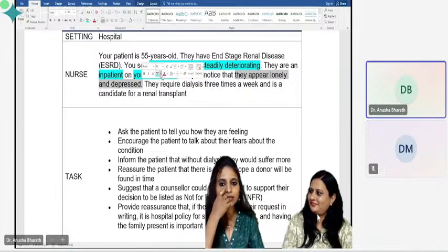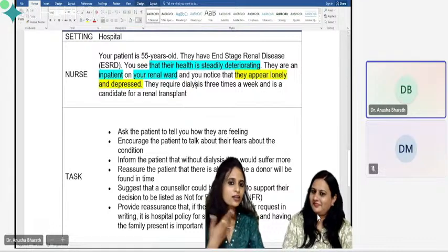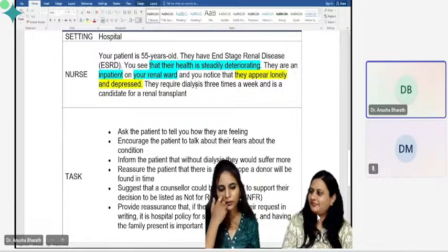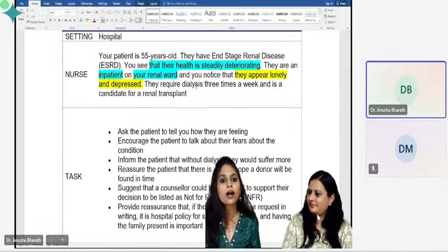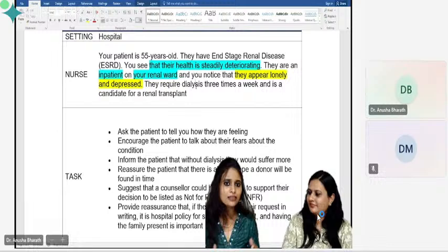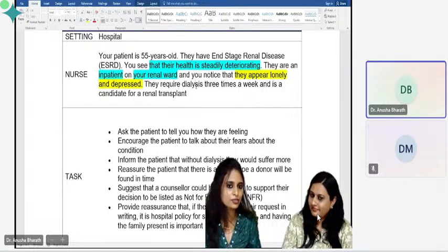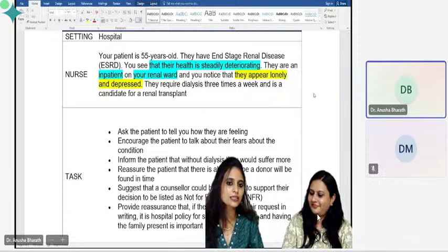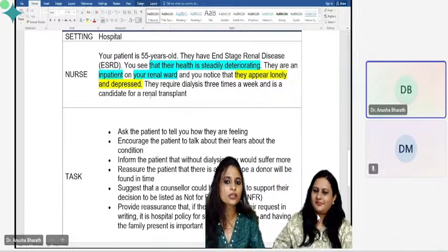Please keep in mind that you can't ask these questions directly. Don't say you look very depressed. No, you're not going to say that. You're going to start off with how they're feeling today. That's the very basis of your conversation. That's why we say your first draft is quite tricky. Please understand how to go about that. They require dialysis 3 times a week and are a candidate for a renal transplant.